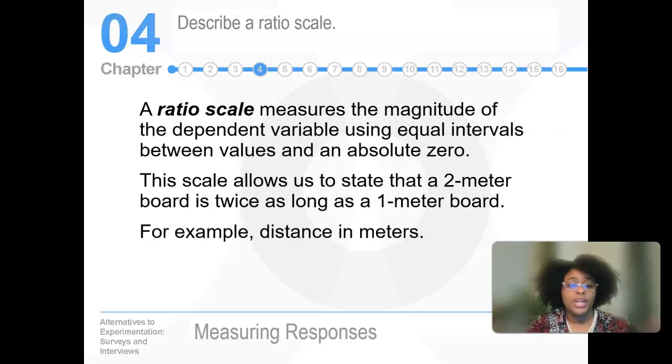Versus a ratio scale, a ratio scale has an absolute zero. So that is your absolute whole number, your 1, your 2, your 3. Or if we're looking at distance in meters, for an example, we would use a ratio scale.